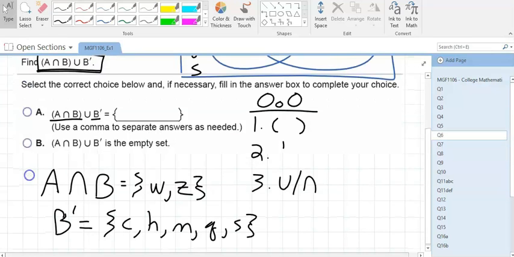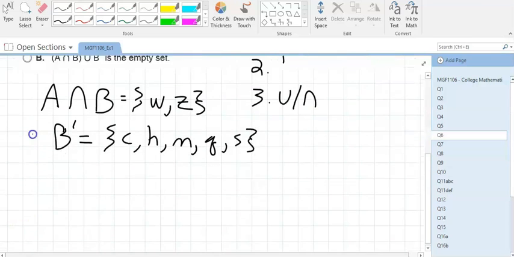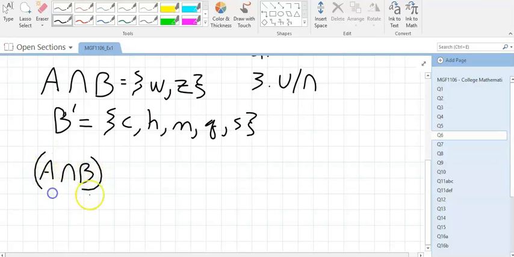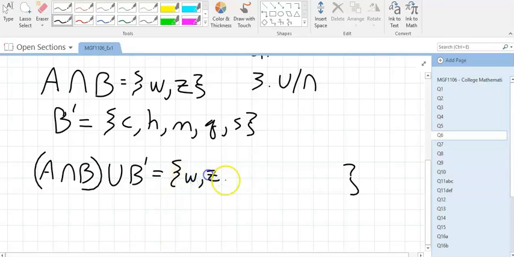And then now you take care of the last part, which is the union. So what is the union between those two sets? So union means I want everybody in both of those. So give me everybody in both of these sets. W, Z, C, H, M, Q, S. Perfect. Because that's everybody in both sets.